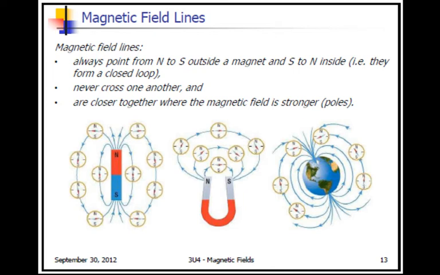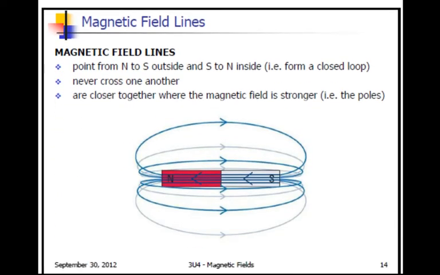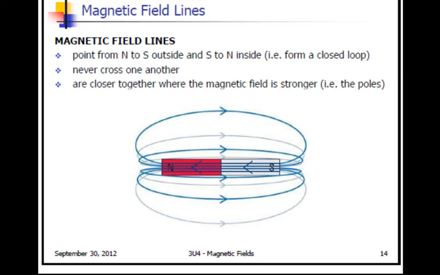The field lines never cross one another, and we represent a stronger magnetic field by drawing field lines closer to each other, so they're closer where the magnetic field is stronger, which is at the poles. So here are some other things to note for magnetic field lines. They point from north to south outside, south to north inside. They form closed loops. They don't cross each other, and they're closer where the magnetic field is stronger.